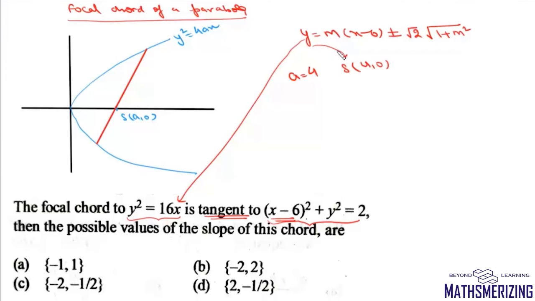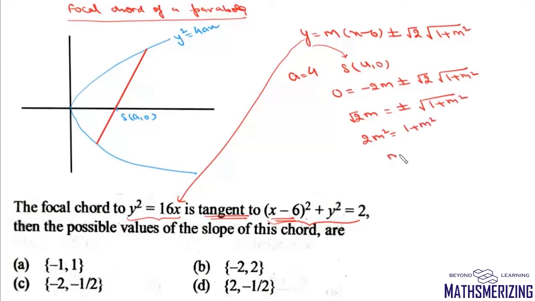So we'll put the value of x and y: y as 0 and x as 4. We'll get minus 2m plus minus root 2 under root of 1 plus m square. We'll take it on the left hand side and write root 2 m equals plus minus under root of 1 plus m square. So we'll square it. We'll get 2m square equals 1 plus m square. So that means the value of m should be plus or minus 1. So the focal chord to this parabola, which is tangent to this circle, can have slope either plus 1 or minus 1. So that's your option number A.